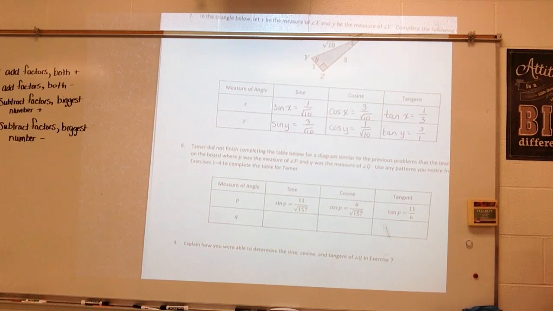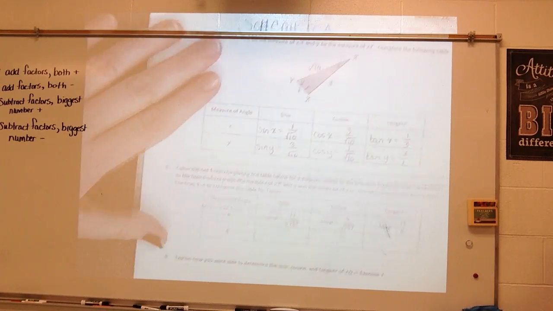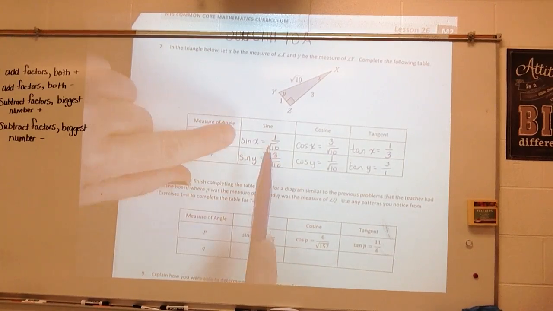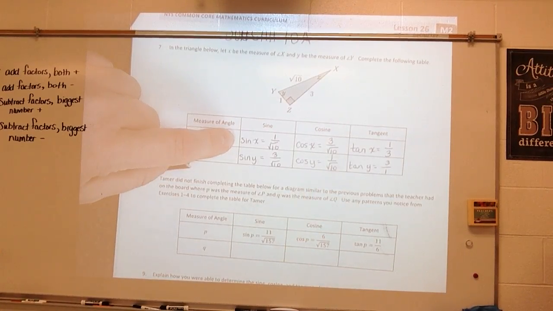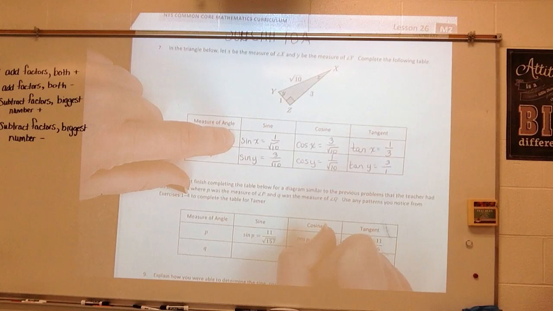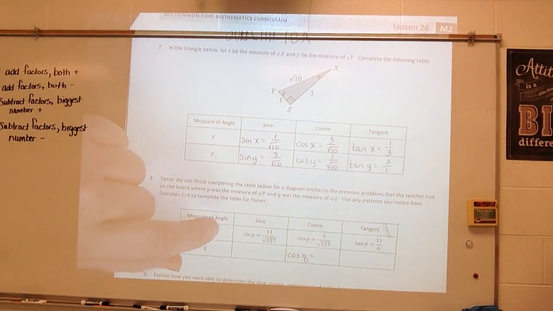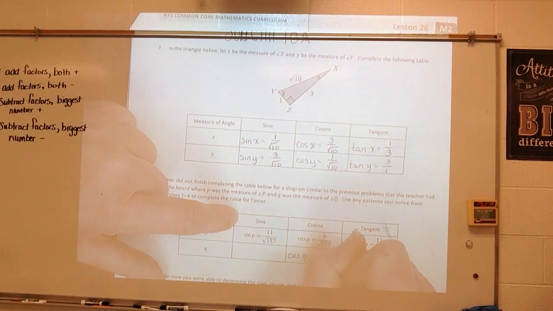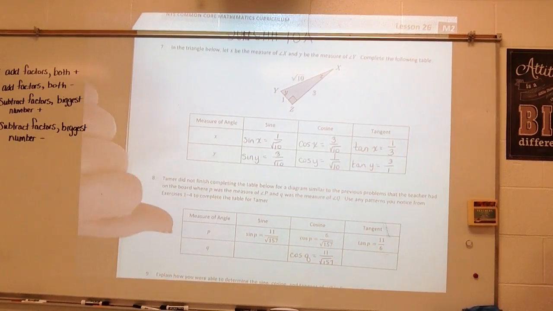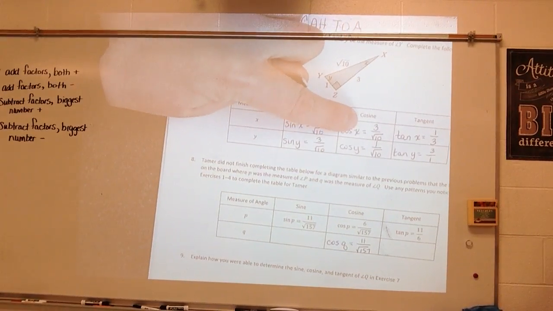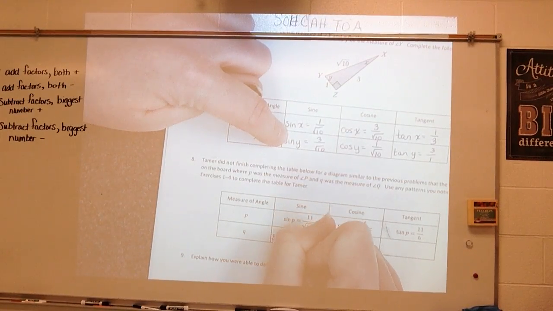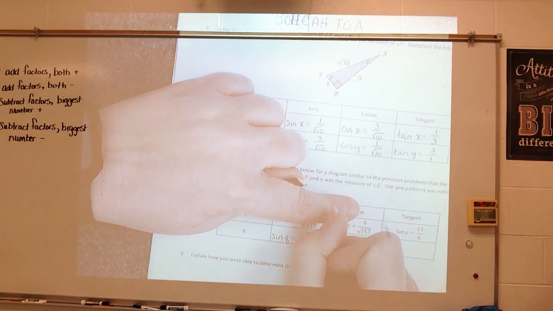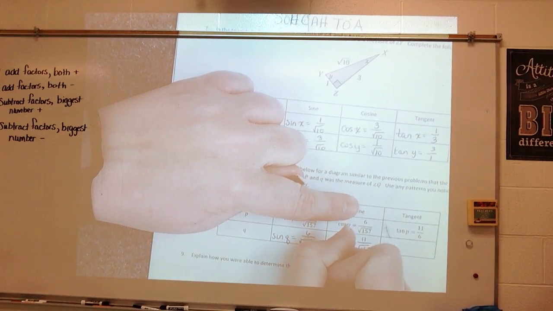Alright, so what did we figure out about the sines and cosines of our angles? Well, the sine of x is the same as the cosine of y. So in that case, I know that the cosine of Q would be 11 over the square root of 157. We figured out that the cosine of x was the same as the sine of y. So I now know that the sine of Q is 6 over the square root of 157.